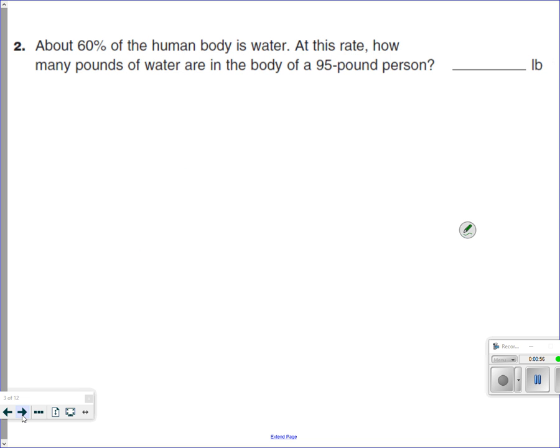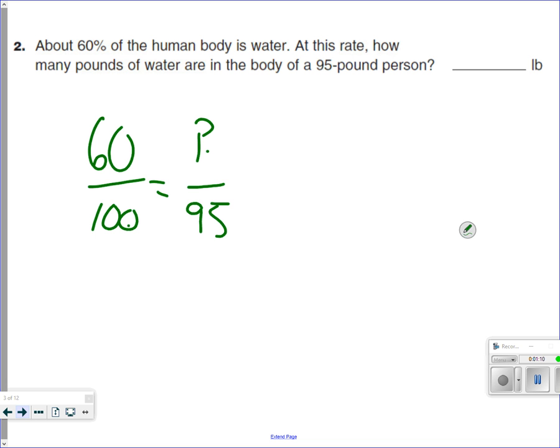About 60% of the human body is water. So that is 60 over 100 is water. At this rate, how many pounds of water are in the body of a 95-pound person? So we've got a 95-pound person. We want to know how many pounds. We'll put a P there. 100 times P is 100P. And we have 95 times 60.